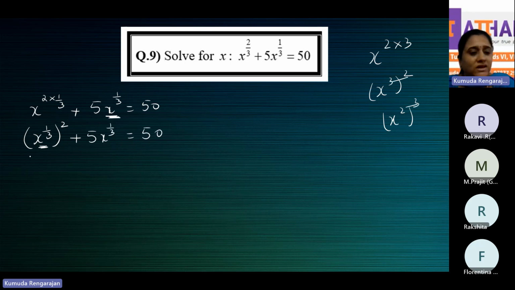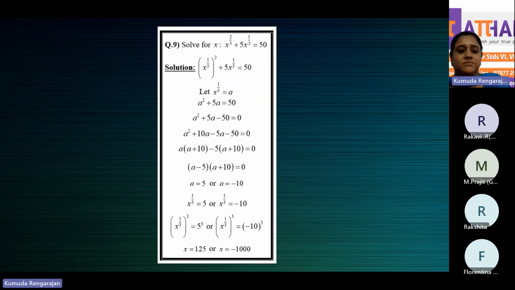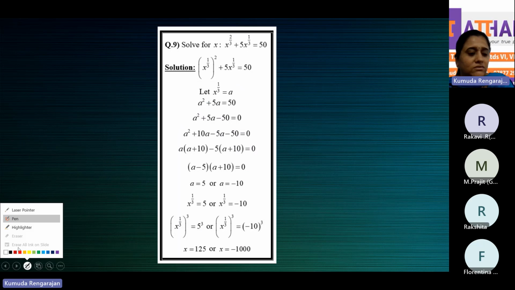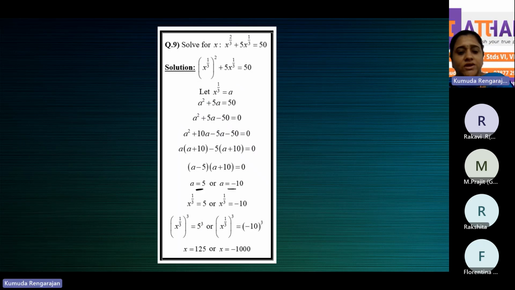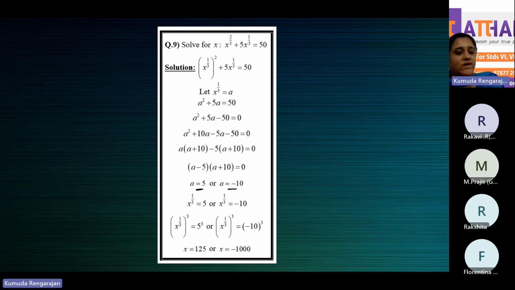Correct? Now you say let x to the power 1 by 3 be equal to y. So when you substitute, x to the power 1 by 3 is y, so we get y square plus 5y minus 15 is equal to 0, correct? Now you'll have to split the middle term, and you get a is equal to 5 or a is equal to minus 10. I have taken y here, children, and I've used a. So you will get a is 5 or a is minus 10.